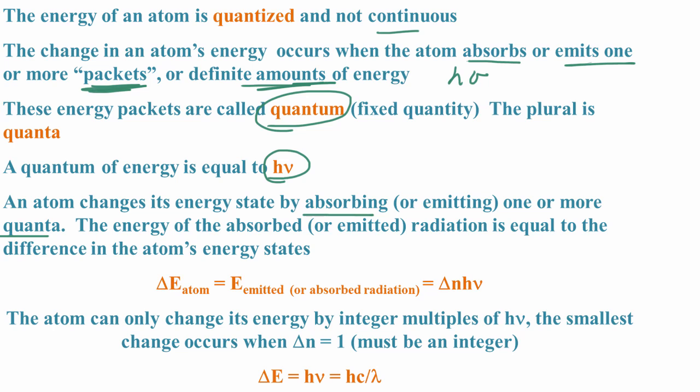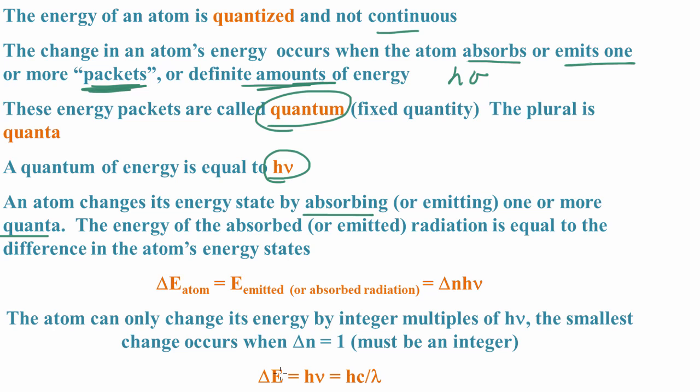His reasoning was this: if a vibrating atom changed energy from, let's say, 3h nu to 4h nu, it would increase in energy, and the energy would be absorbed as a quantum of light energy. If the energy of the vibrating atom changed from, let's say, 4h nu down to 3h nu, there would be a decrease in energy, and the energy would be emitted as a quantum of light energy. These quanta are called photons, okay?